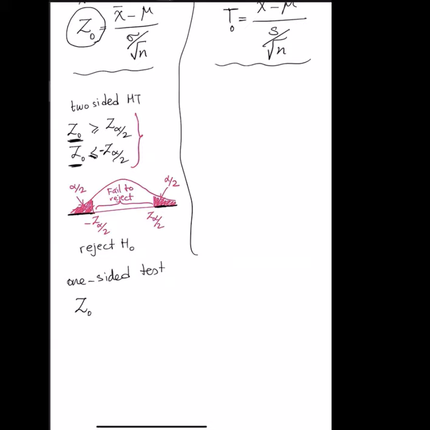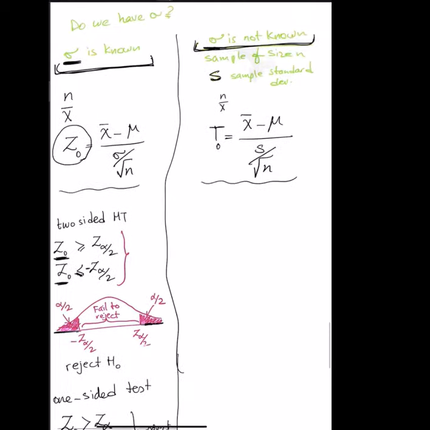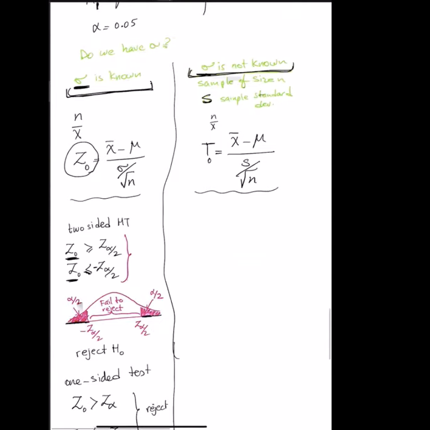If Z null is greater than Z of alpha, I would reject, or if Z null is less than minus Z of alpha, I would reject as well. This is what we had in Module 7. Now, a similar concept exists for Module 8.